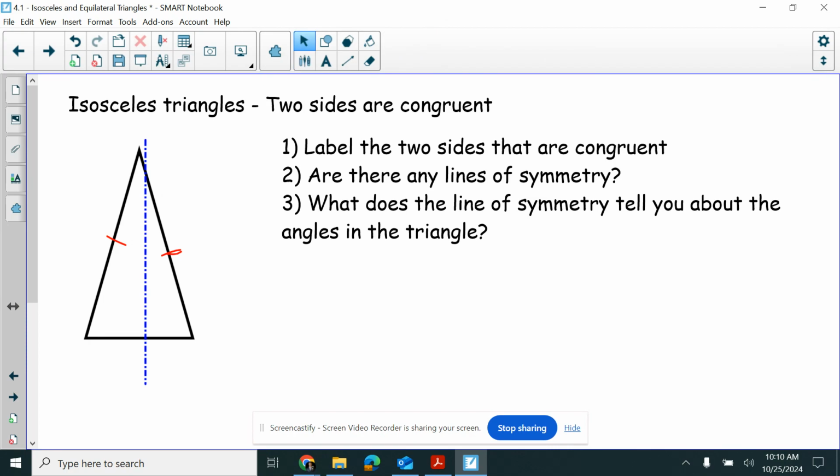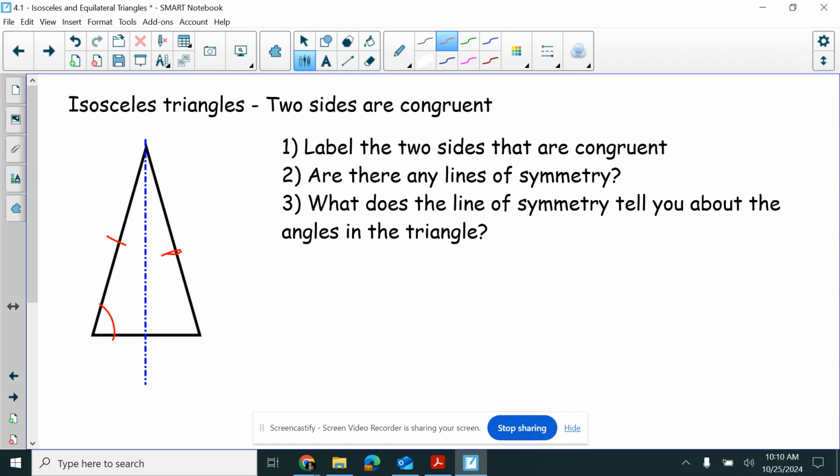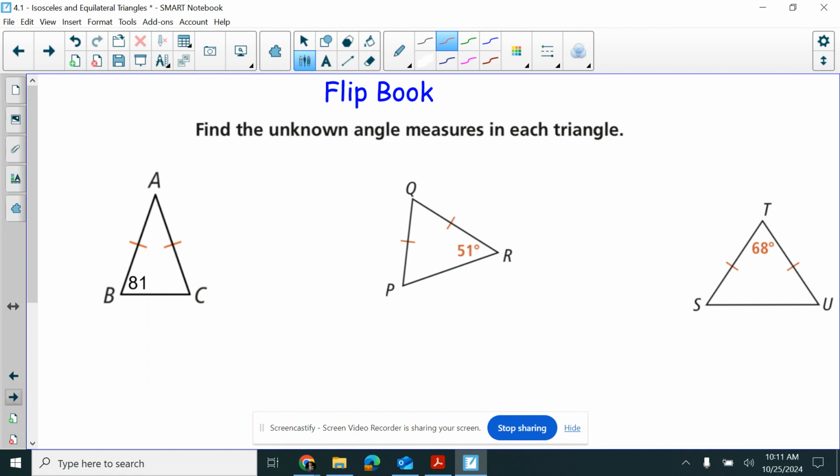When we have two congruent sides, because two of the sides are congruent, there's going to be a line of symmetry in the middle. If I fold over the triangle on that line of symmetry, you'll see that these two angles would also match up. So that means that there's also going to be two congruent angles in an isosceles triangle. Those two angles are always the two angles that are across from the congruent sides. So it works both ways. If you have two congruent angles, then that also means that two of the sides would have to be congruent. So let's look at a couple of example problems.